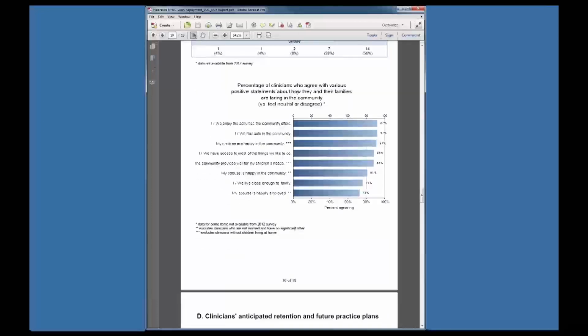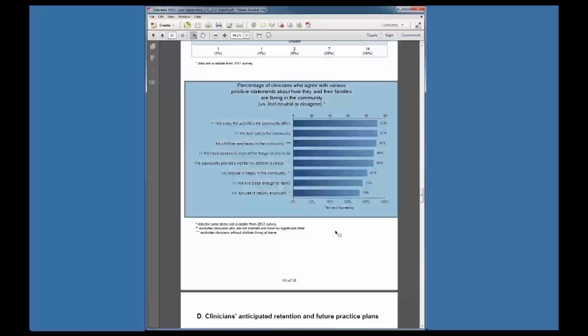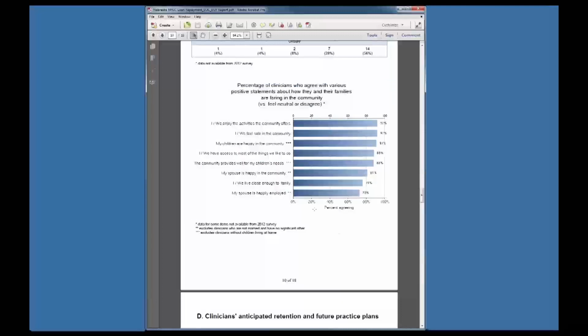Here are positive statements about how their family and they are doing within the community. This is organized the same as the previous satisfaction one, which is the percentage of people who agree with various positive statements. We enjoy the activities that the community offers, etc. My spouse is happily employed. Spouses seem to have a difficulty, and National Health Service Corps studies have shown this for many, many years. I haven't even looked yet to see if this is different for our state programs, but it very well may be.